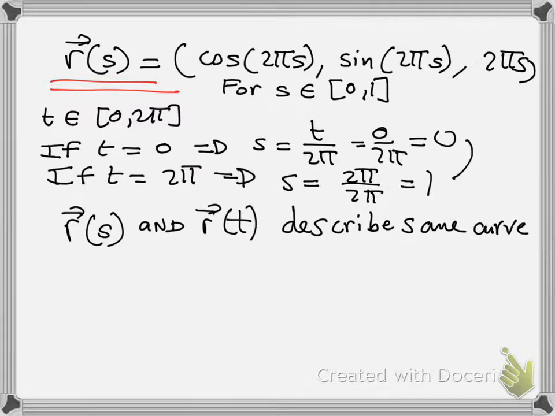Even if we are using two different parameters, or two different variables, s and t, r of s and r of t represent the same curve. It's just a different parameter; a different variable doesn't mean it's a different curve. So as you can see, you can change the parameterization of a curve. Now we're going to use a different parameterization with respect to the arc length function.